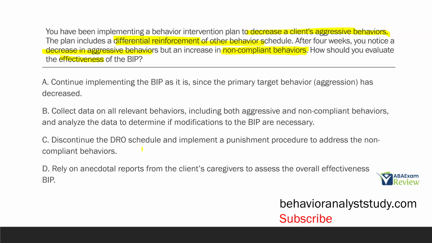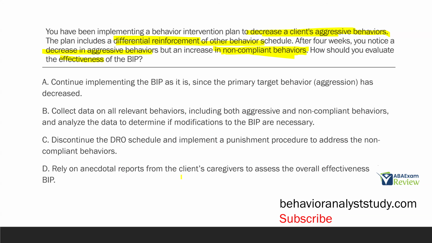C, discontinue the DRO schedule and implement a punishment procedure to address the non-compliant behaviors. Well, that's jumping to too many conclusions. DRO seems to be effective. Aggression is decreasing. This increase might not even be related to that, and we certainly shouldn't start punishing non-compliance that suddenly appeared. So C is out.